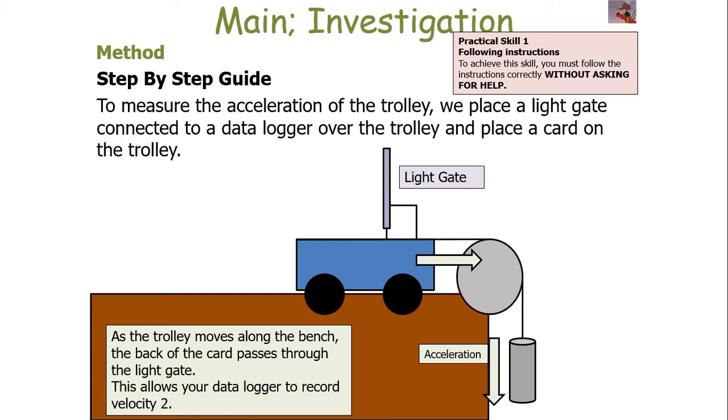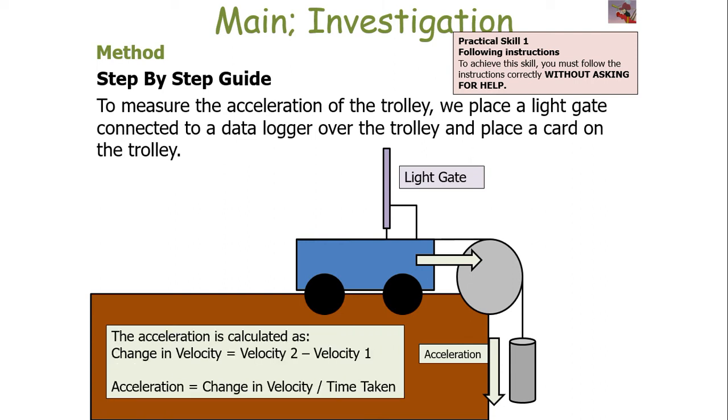Now this will allow your data logger to work out the acceleration experienced by the trolley, because we know change in velocity will be velocity 2 minus velocity 1. Then acceleration is the change in velocity over the time taken to move between the front part of the card hitting the light gate and the back part of the card hitting the light gate.